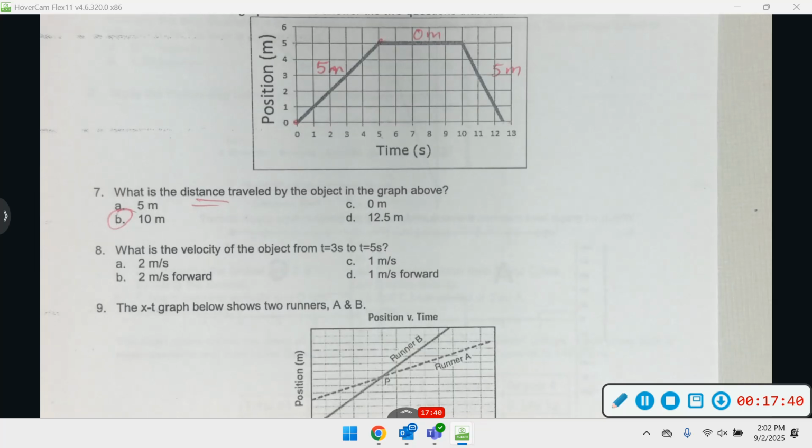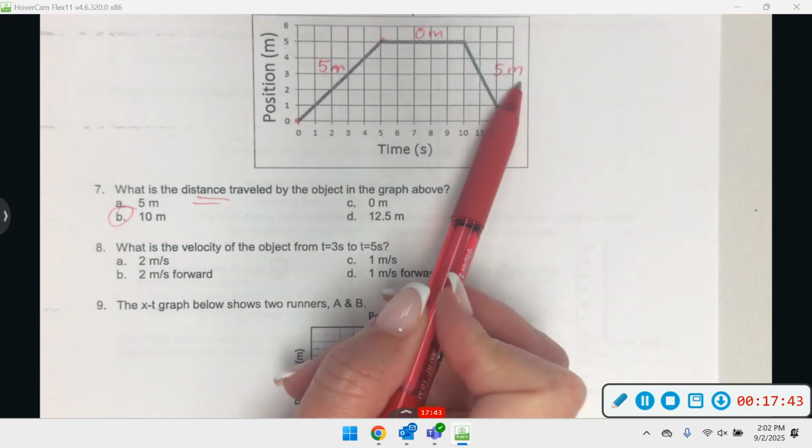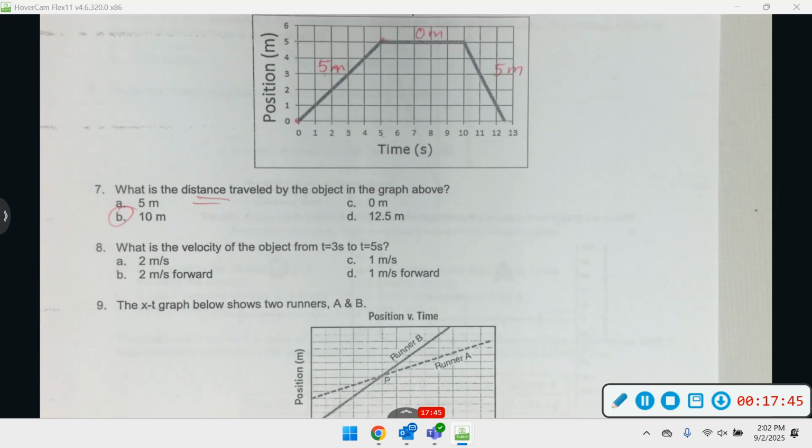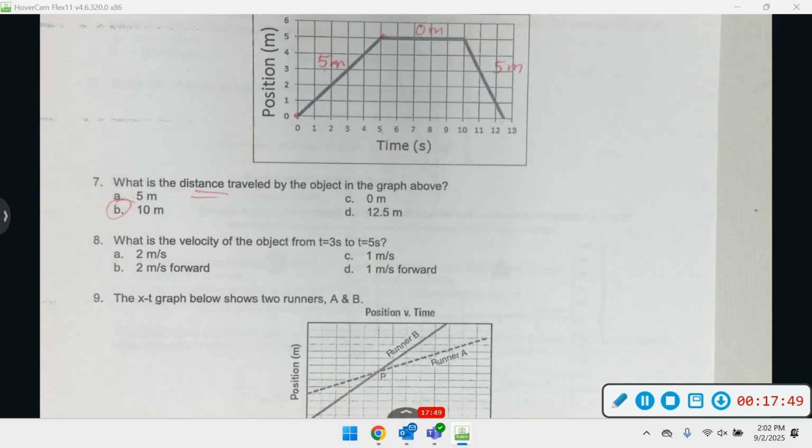If it had asked for displacement, then technically this is 5 and this is negative 5, because it's backwards. And you'd get 0. Or look at where you started, where you end. You're at the same spot. Your displacement would be 0, but your distance is 10. So number 7 should be B.